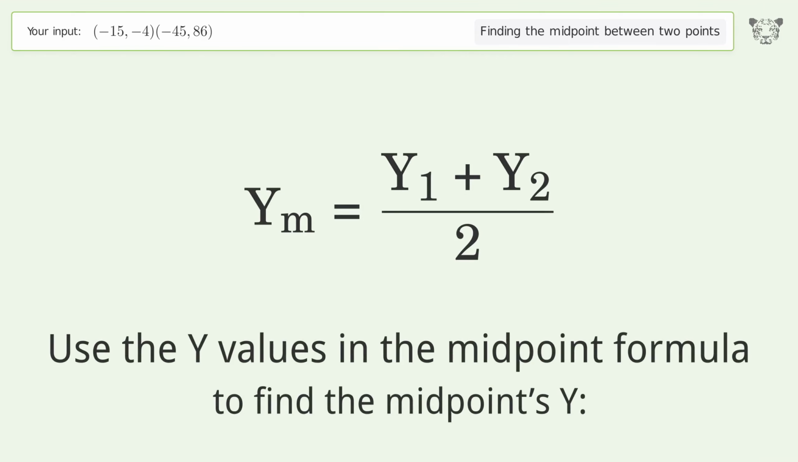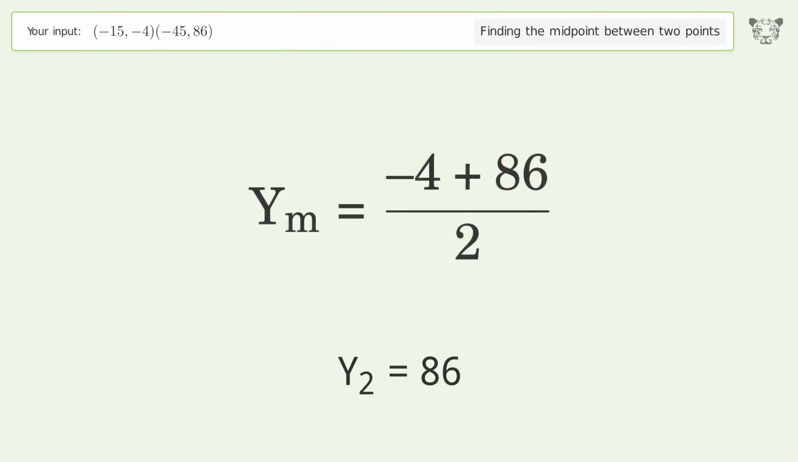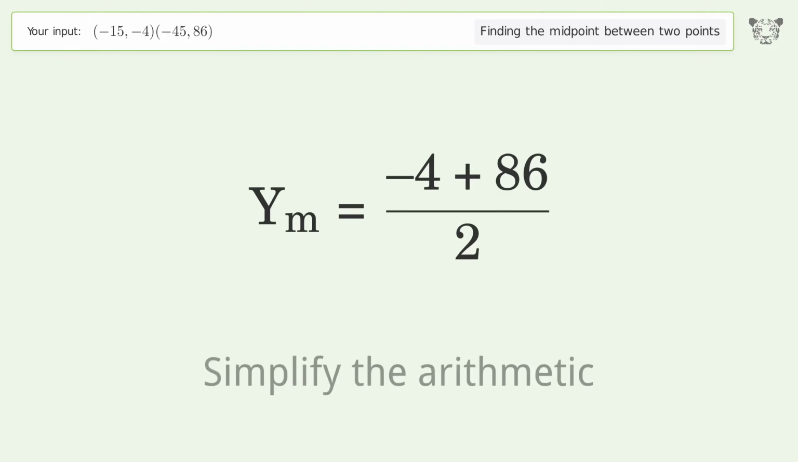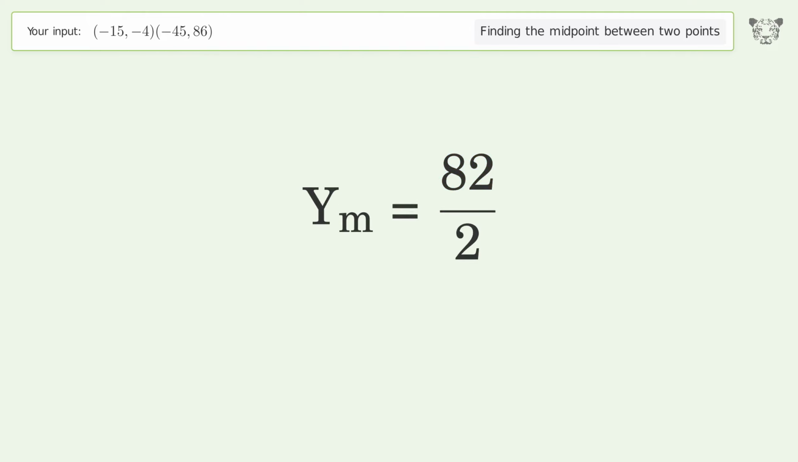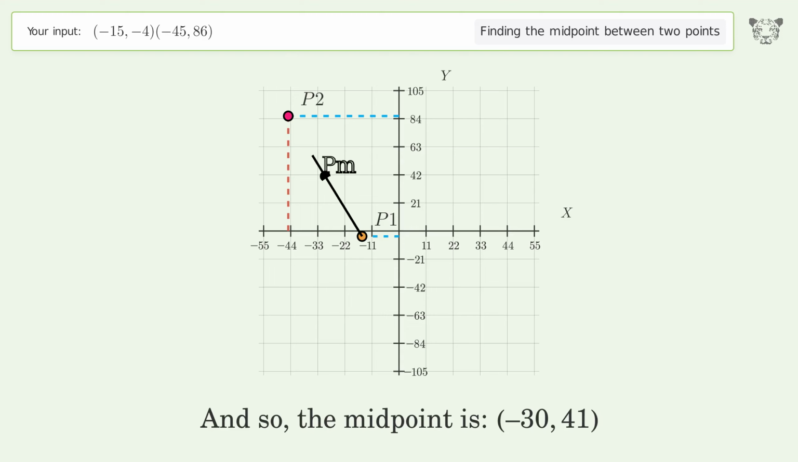Use the y values in the midpoint formula to find the midpoint's y. y1 equals negative 4. y2 equals 86. Simplify the arithmetic. And so, the midpoint is negative 30, 41.